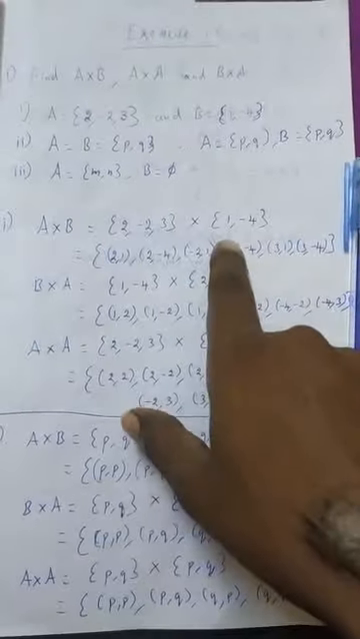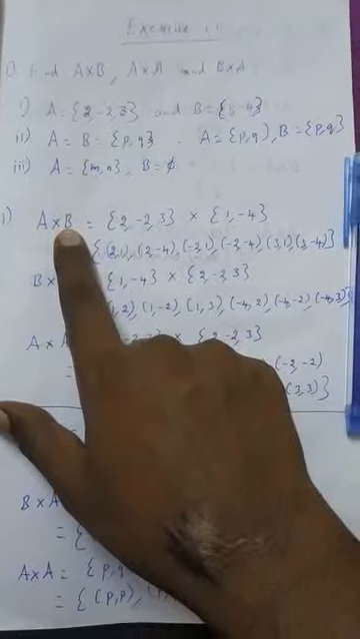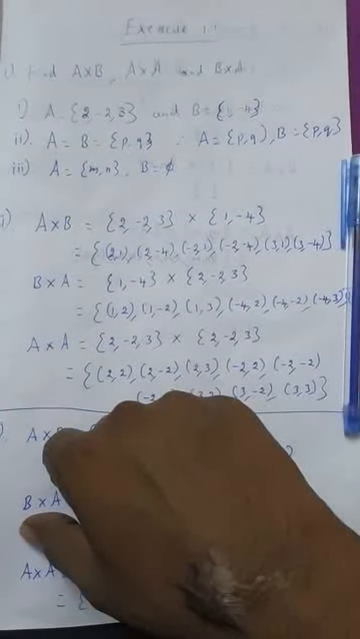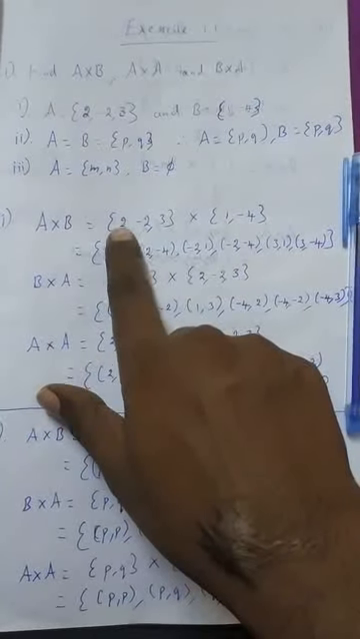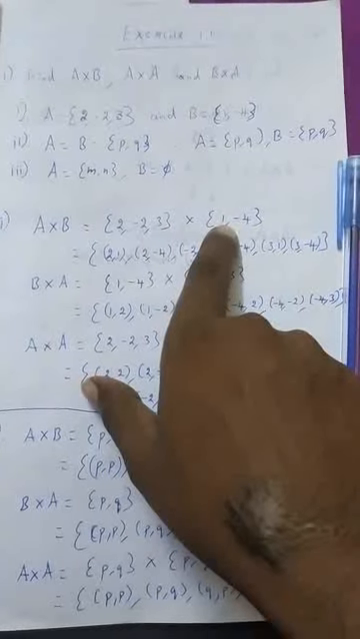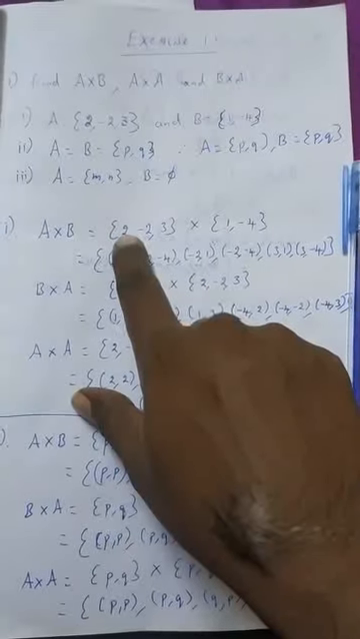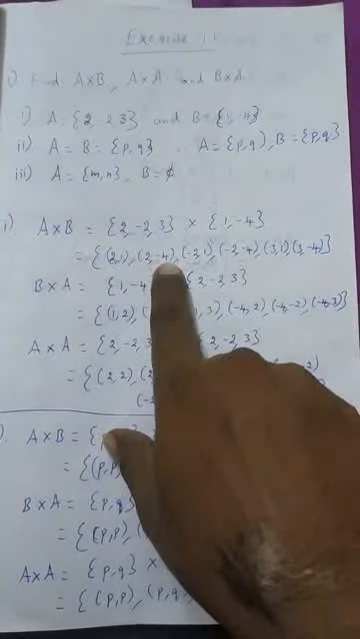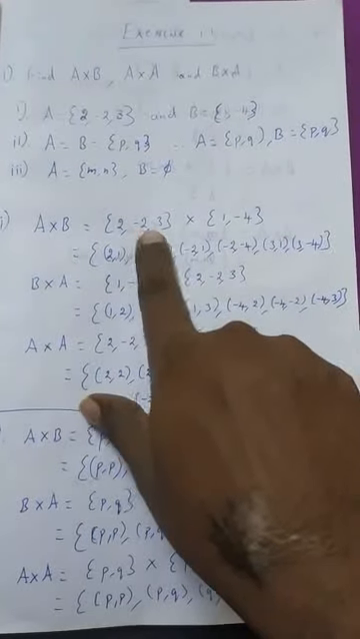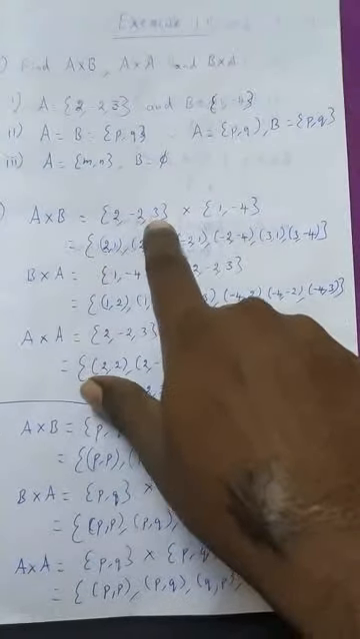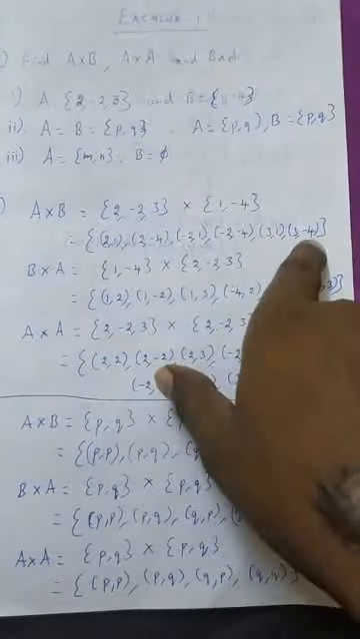What is A here? {2, -2, 3}. What is B here? {1, -4}. A cross B is nothing but the Cartesian product, and we already know how to find it. We take the first element of the first set, 2, with the first element of the second set, 1: (2,1). Again the same number with the second element: (2,-4). Next we go for the second number: (-2,1), (-2,-4). Third number: (3,1), (3,-4).